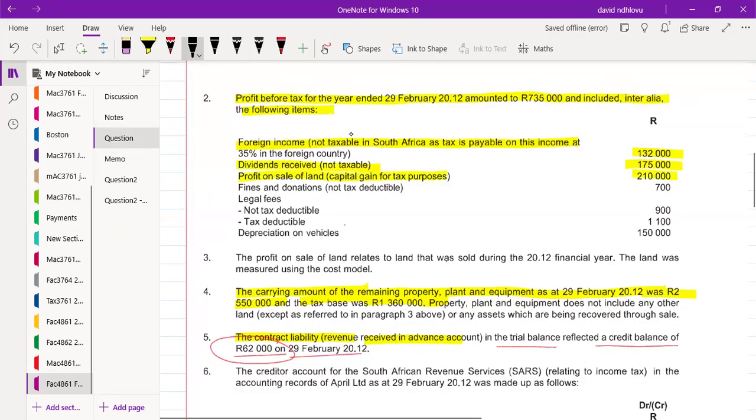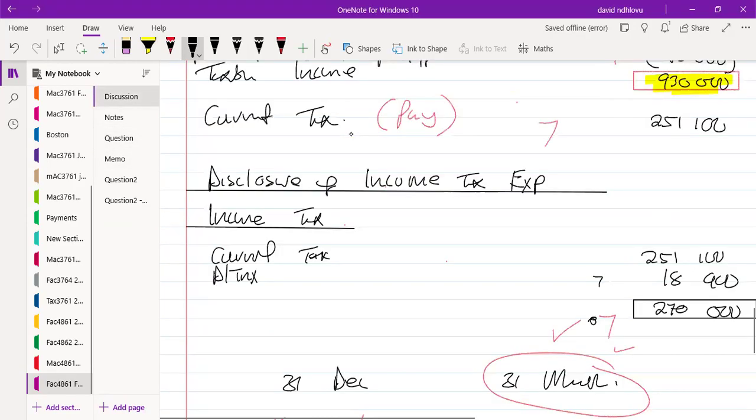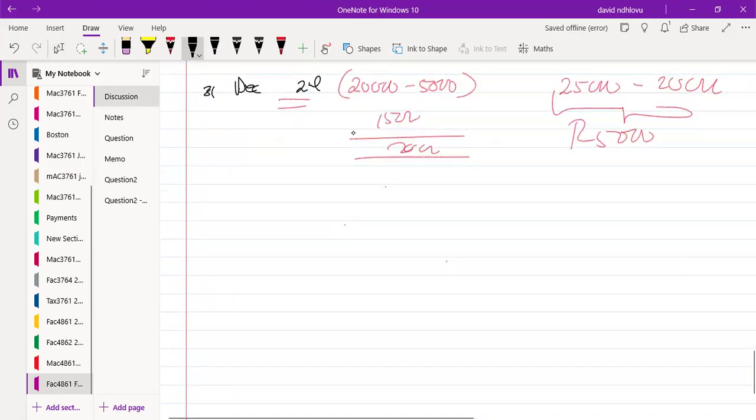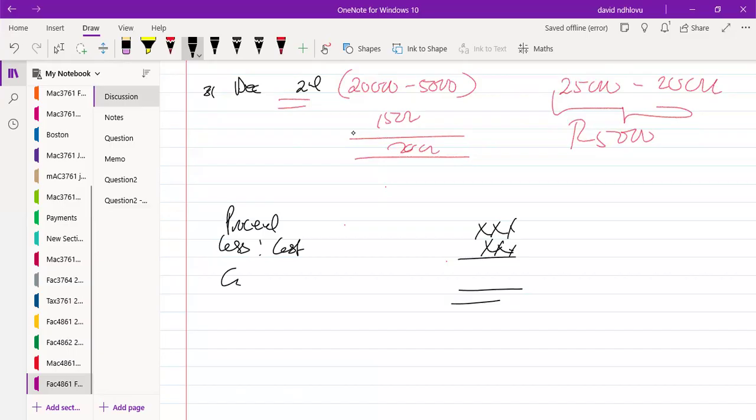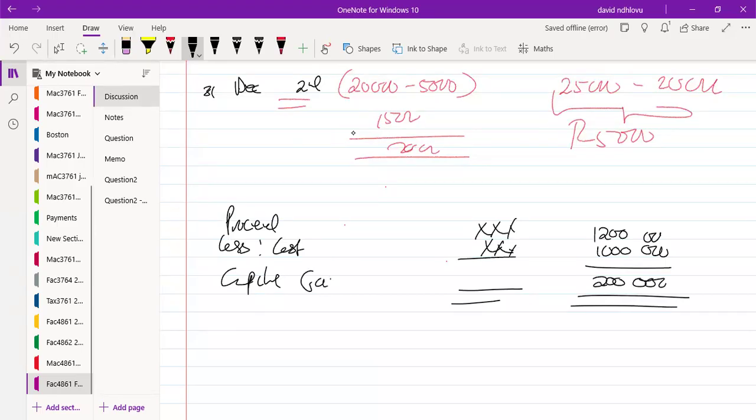What is a capital gain? A capital gain is when the proceeds exceed the cost of an asset. So if I buy an asset for 1 million and I sell it for 1.2 million, the difference here, 200,000, represents a capital gain.